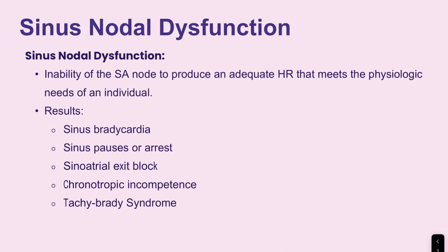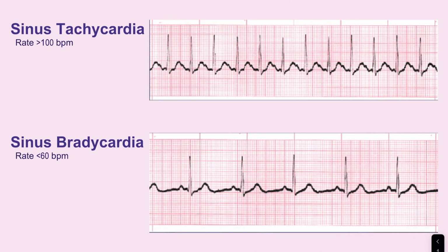Okay, sinus nodal dysfunction, however, this is when you have an inability of the SA node to produce an adequate heart rate that meets the physiologic needs of the individual. This can result in sinus bradycardia, sinus pauses or arrest, sinoatrial exit block, chronotropic incompetence. That's when you have an increase in demand, like you're exercising, but you don't have that matching heart rate, or tachybrady syndrome.